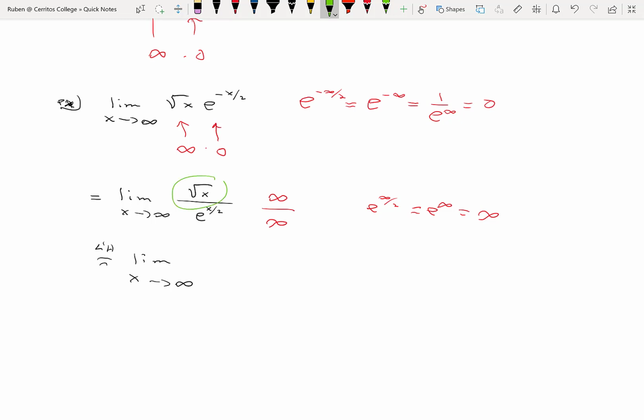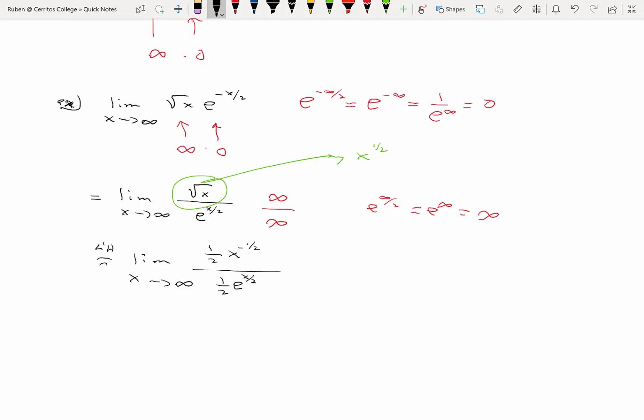recall the square root of x means x to the 1/2 power. So if I take the derivative, I have 1/2 x, bring down the 1/2, decrease the power by 1. Now the derivative of e to the x over 2 is e to the x over 2 times 1/2. The derivative, chain rule, derivative of x over 2 is 1/2.